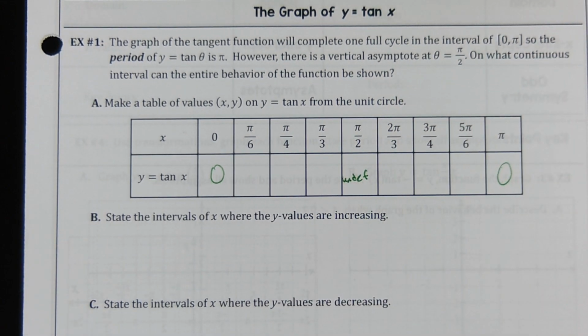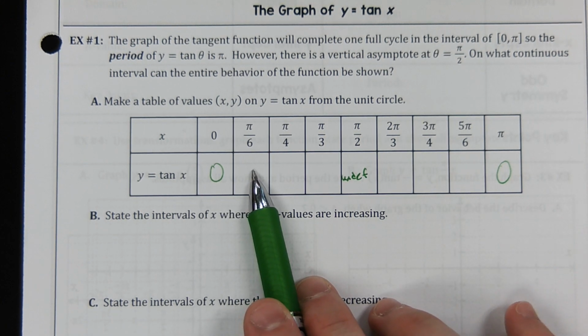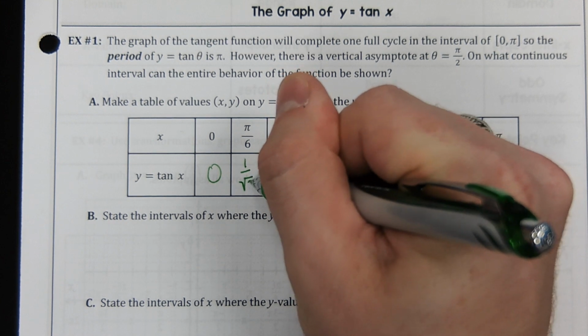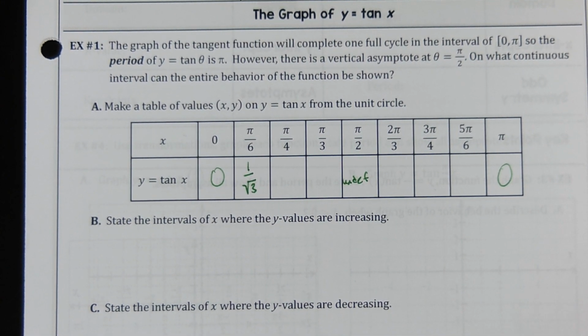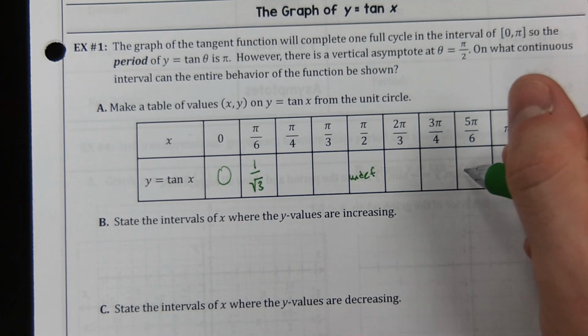Okay, so now let's move on to the triangles we could draw. At pi over 6, this is a 30-degree angle. That means the side across from it, the opposite, is the 1. Adjacent to it is the root 3, so this is 1 over root 3. If you reflect pi over 6 into quadrant 2, you land at 5 pi over 6. Tangent's negative in quadrant 2, though.